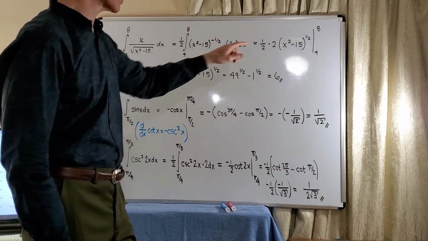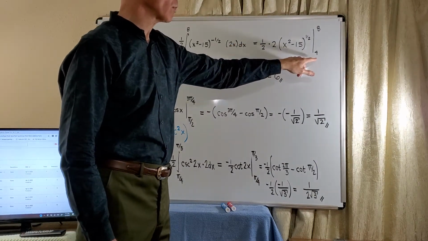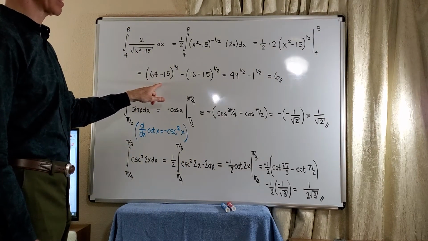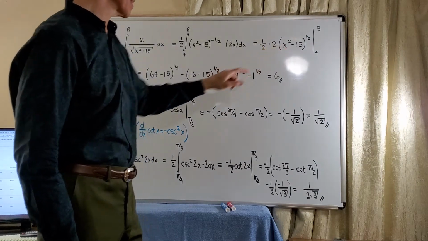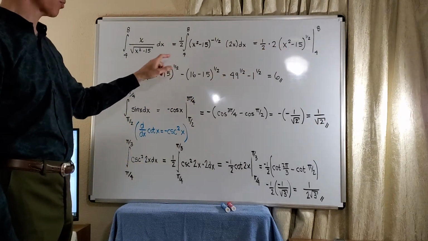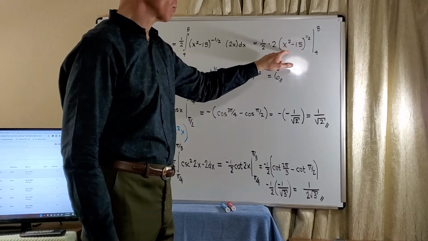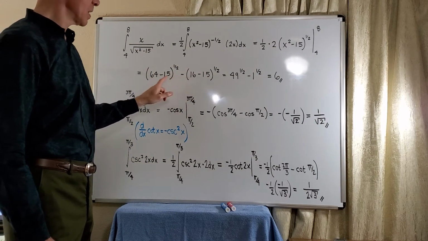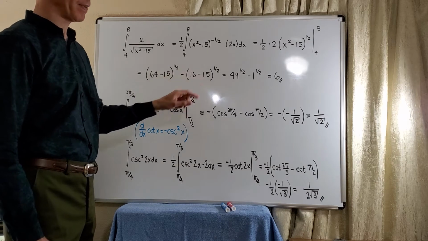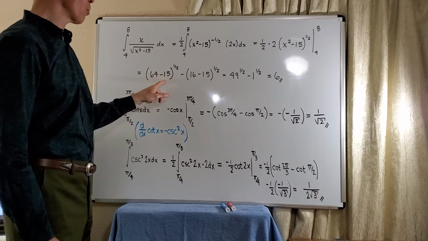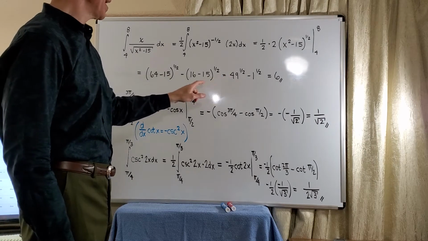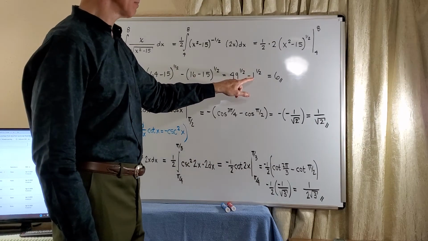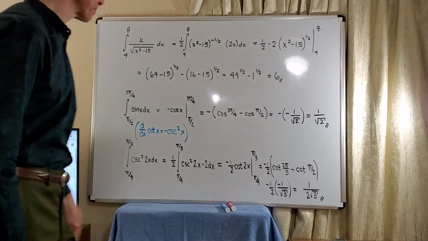And so now of course the 1/2 and the 2 absorb, and now we want to use the fundamental theorem. So basically we have our antiderivative evaluated at 8, so that's going to give us a 64 minus 15 square root, and then the lower limit will give us a 16 minus 15 square root, of course with the negative, so the f of b minus the f of a. Then of course the 64 minus 15 gives us 49, and the 16 minus 15 gives us 1, so we have 7 minus 1, which is 6.